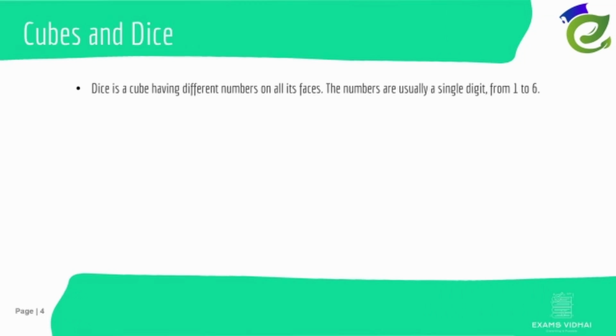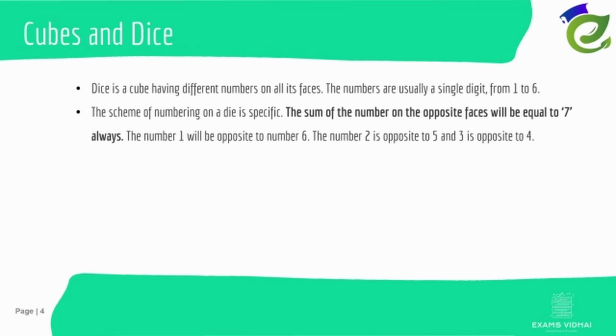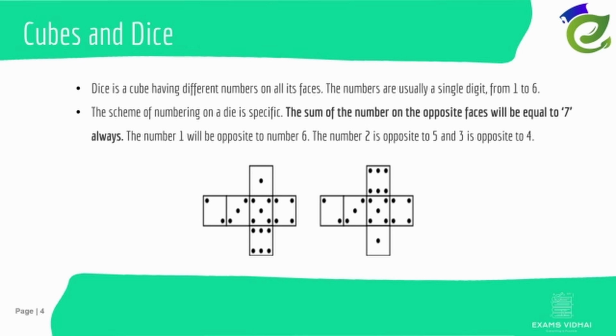So let's start. Dice is a cube having different numbers on all its faces. The numbers are usually a single digit from 1 to 6. The scheme of numbering on a die is specific. The sum of the numbers on the opposite faces will always be equal to 7. For example, the number 1 will be opposite to number 6, the number 2 is opposite to 5, and 3 is opposite to 4.